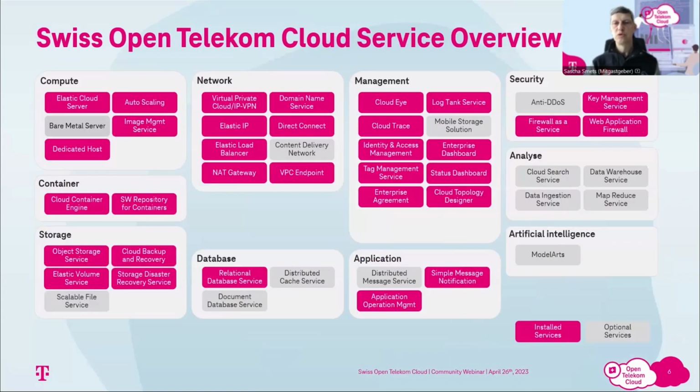Here we see an overview about all available services from public OTC. In the magenta color, you see the ones that are currently installed on Swiss OTC. Next to the standard infrastructure services as compute, storage, and network, the platform offers a lot of additional services from different areas. For example, we have the relational database service, additional security features like web application firewall, encryption, cloud container engine, and so on. As you can see, not all of the possible services are installed.